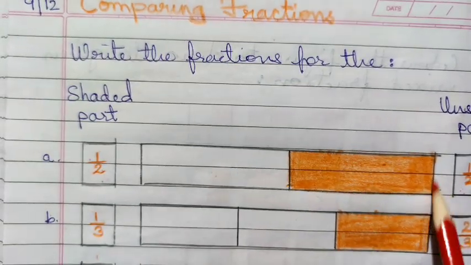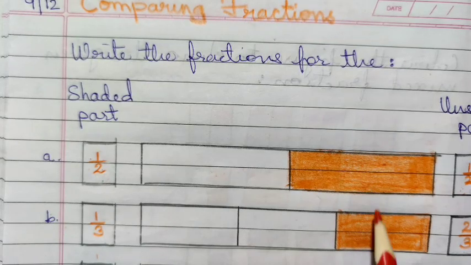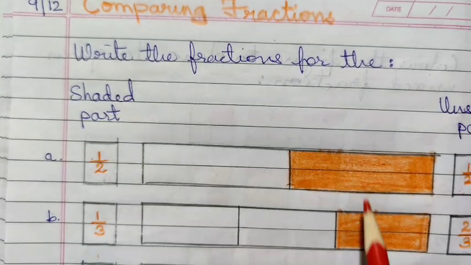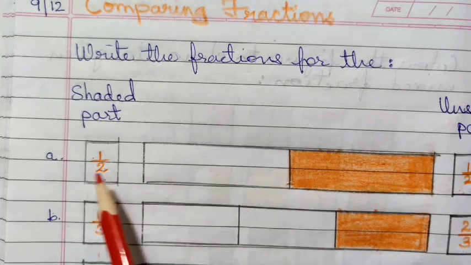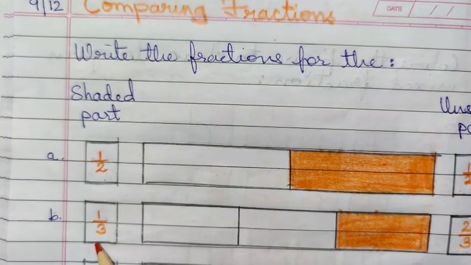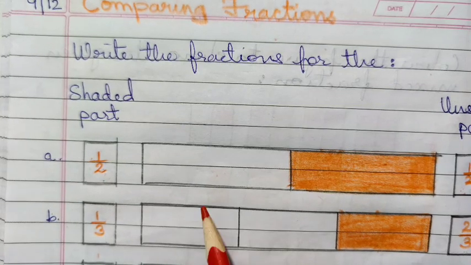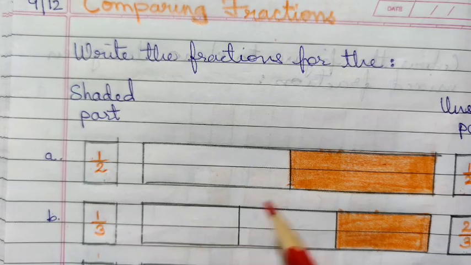You look at these two strips. You look at the colored portion here, it is much bigger, isn't it, compared to this? Yes, so this portion is bigger. That means half is bigger than 1 upon 3. Got it? It's very simple. You have to understand it. If you understand it, it becomes very easy for you to do it.